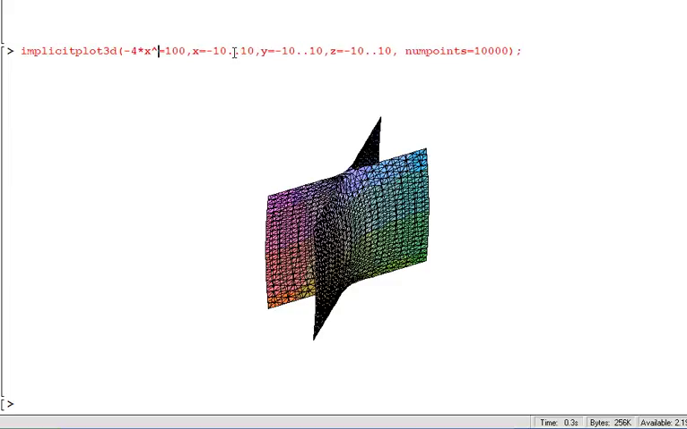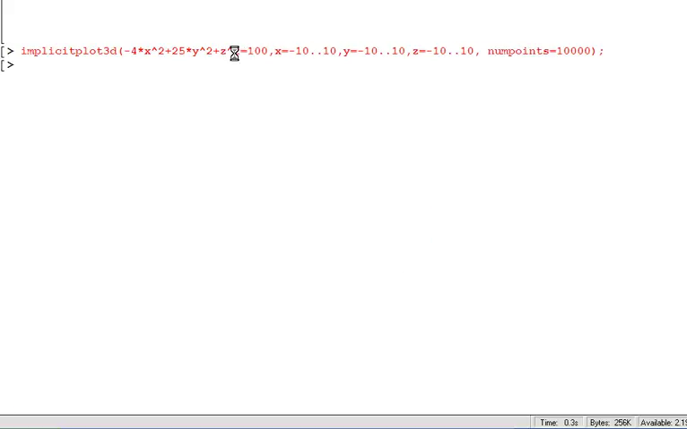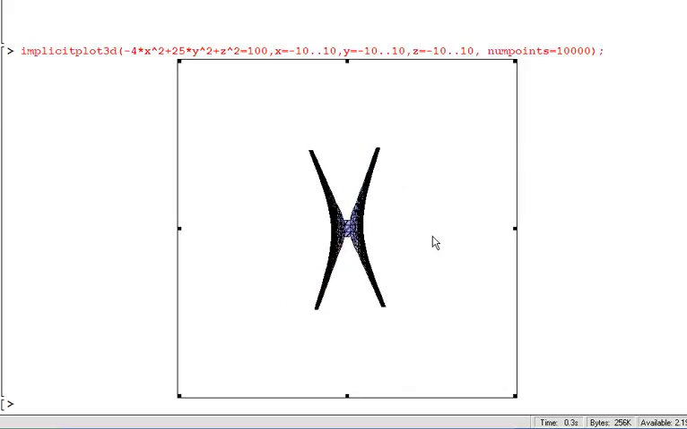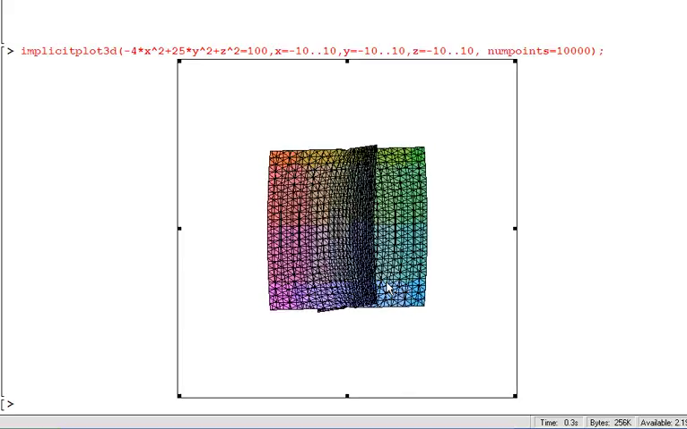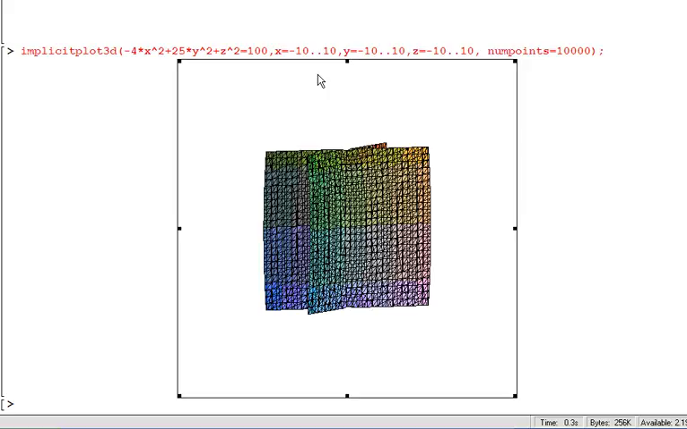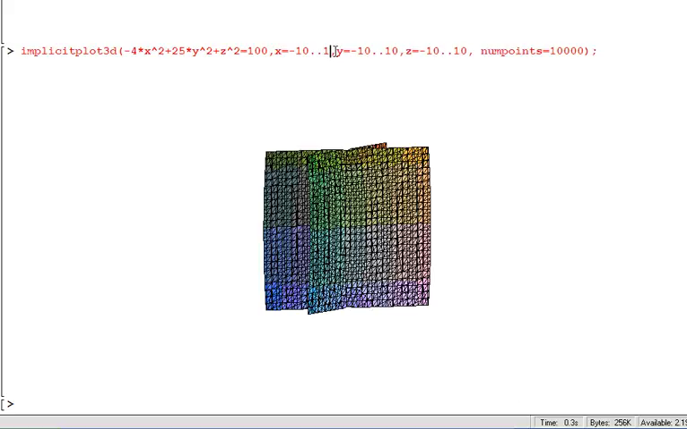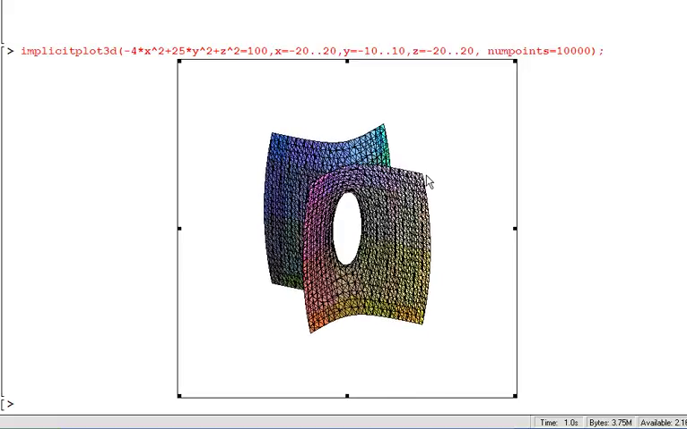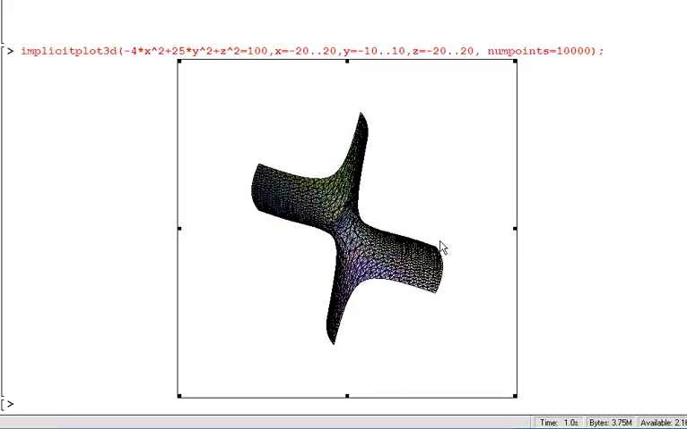Minus 4 times x squared plus 25 plus z. Well, that's what it gives us. Oh, that's right. Okay, it's a hyperboloid of one sheet. We have to put a better range in here. 20. I think the z needs more. There we go. So if we spin it around, we can see that that's what we were supposed to get. So sometimes you have to adjust your domain and ranges to get a good picture.